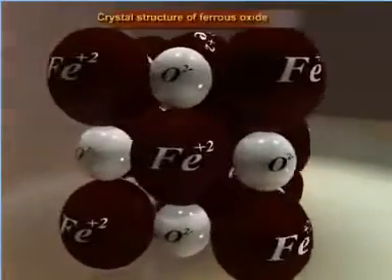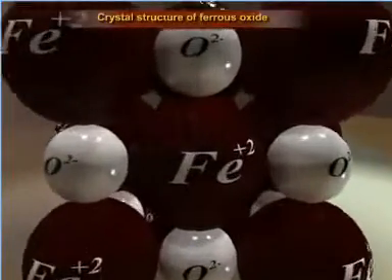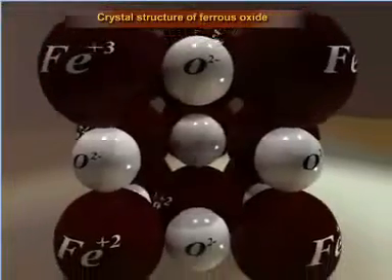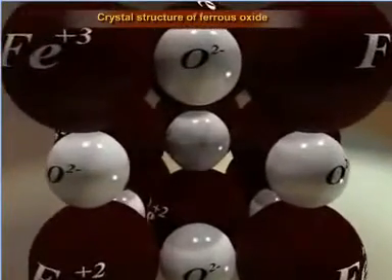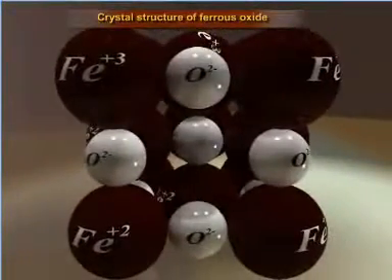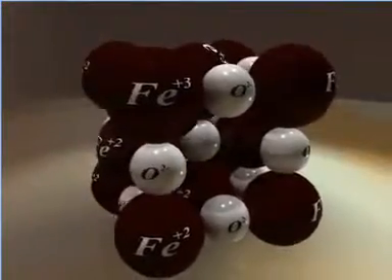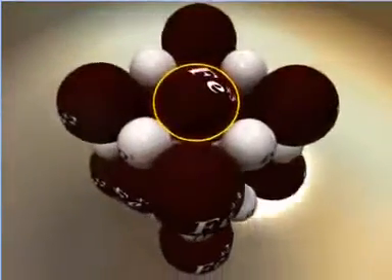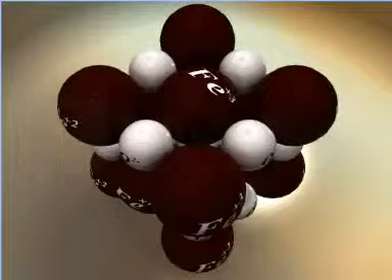For example, in the crystal of ferrous oxide, a few ferrous ions move out from the site, resulting in a non-stoichiometric defect. Some of the remaining ferrous ions acquire a higher oxidation state and become ferric ions.